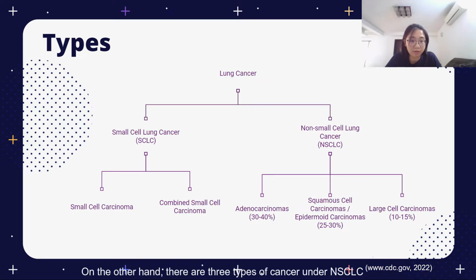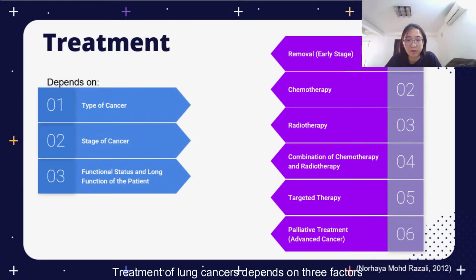On the other hand, there are three types of cancers under NSCLC, which are adenocarcinomas, squamous cell carcinomas, and large cell carcinomas. Treatment of lung cancer depends on three factors: the type of cancer, the stage of cancer, and the functional status and lung function of the patient. Treatments that could be done are the removal of tissue with cancer cells, chemotherapy which uses special medicines that shrink or kill cancer cells, radiotherapy that uses high energy rays similar to X-rays to kill cancer cells, or a combination of both therapies. Then there is also targeted therapy, which treats cancer by interfering with specific proteins that help tumors grow and spread throughout the body. And lastly, palliative treatment for advanced cancer.